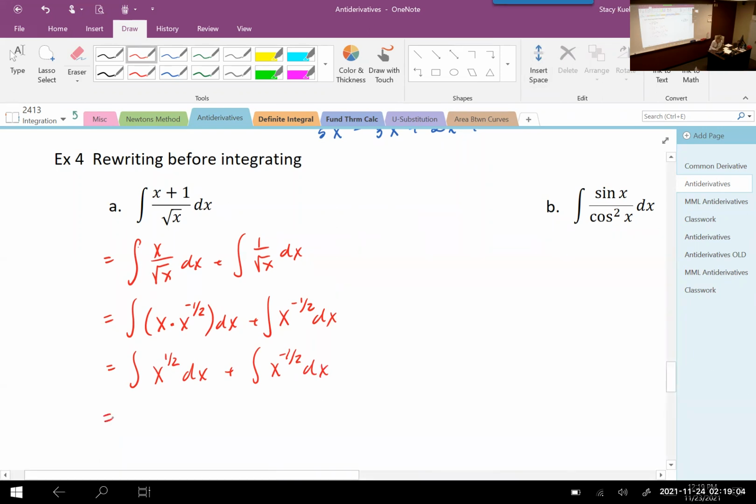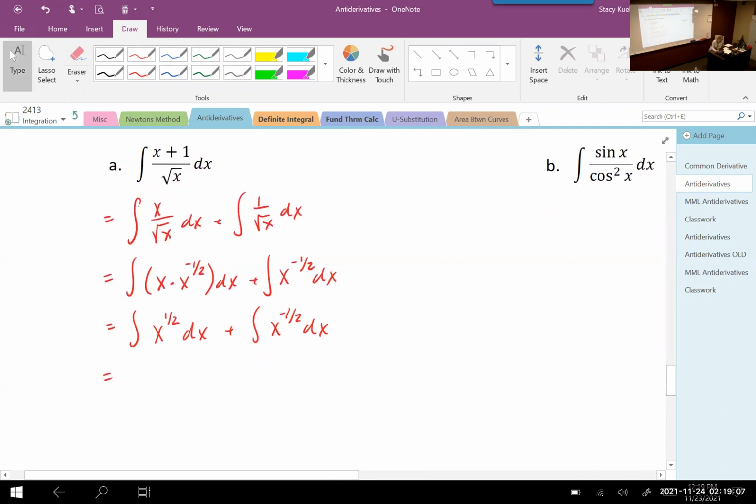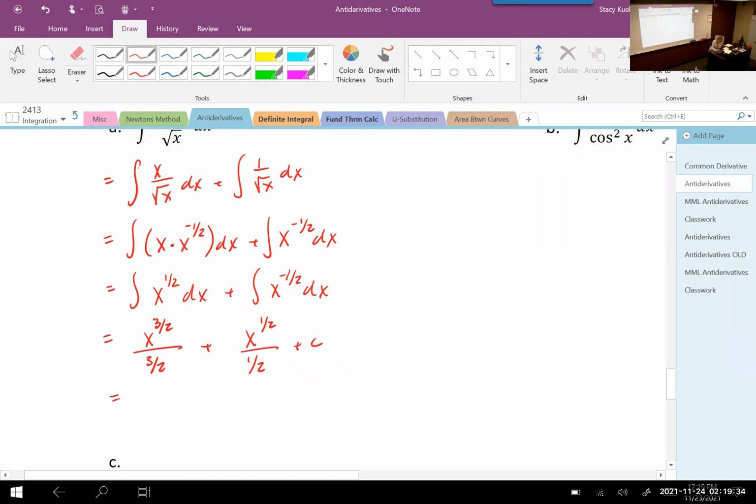Now I can take the integral of it. So here, 1/2 plus 1 would be 3/2, so x to the 3/2 over 3/2, plus, no, negative 1/2 plus 1 would be positive 1/2, right? So that would be x to the positive 1/2 over 1/2 plus c. Simplifying this, I have 2/3 x to the 3/2 plus 2x to the 1/2 plus c.